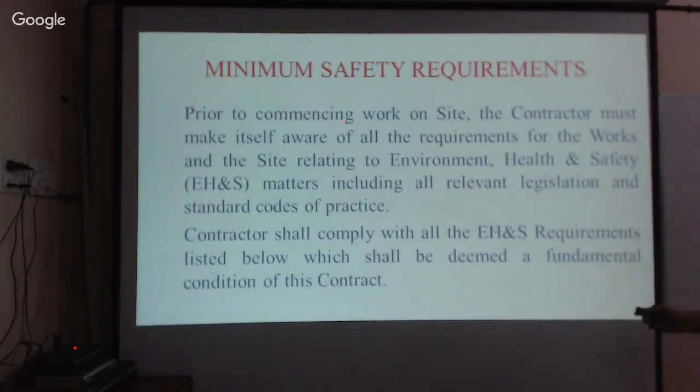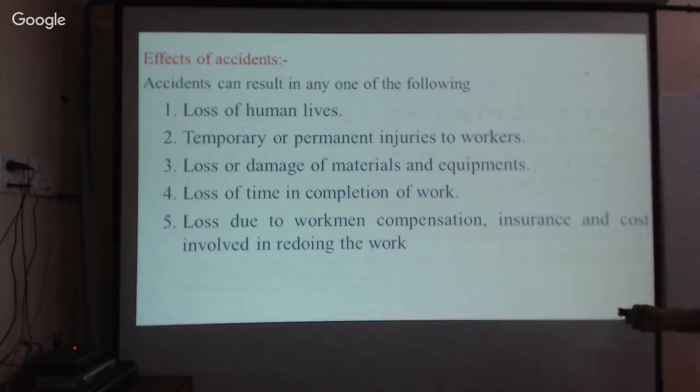The minimum safety requirements. Prior to commencing work on site, the contractor must make itself aware of all the requirements for the workers and the site relating to environment, health, and safety matters, including all relevant legislation and standard codes of practice. The contractor shall comply with all the health and safety requirements listed below, which shall be deemed a fundamental condition of this contract. Maybe it is a small contract work or a bigger one, the project size may be anything. Then the contractor and the engineer must follow some safety standards, isn't it? Now, that leads to effects.